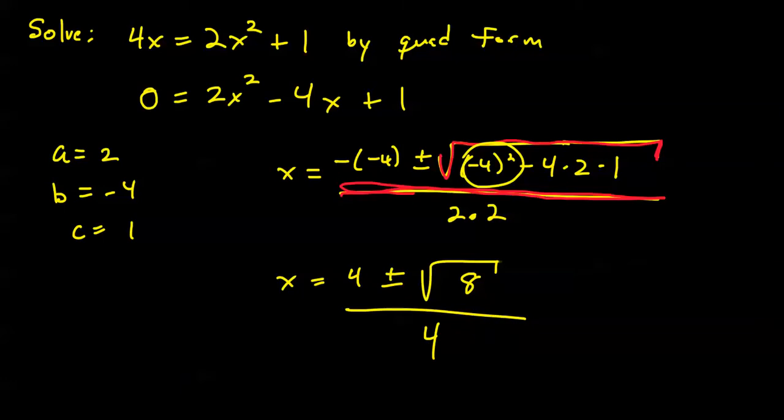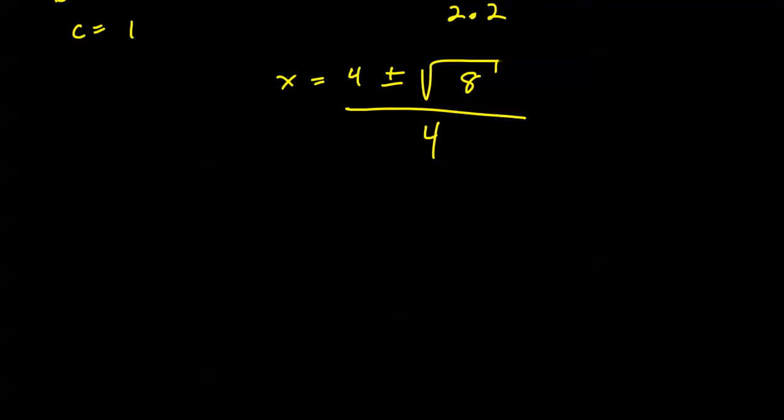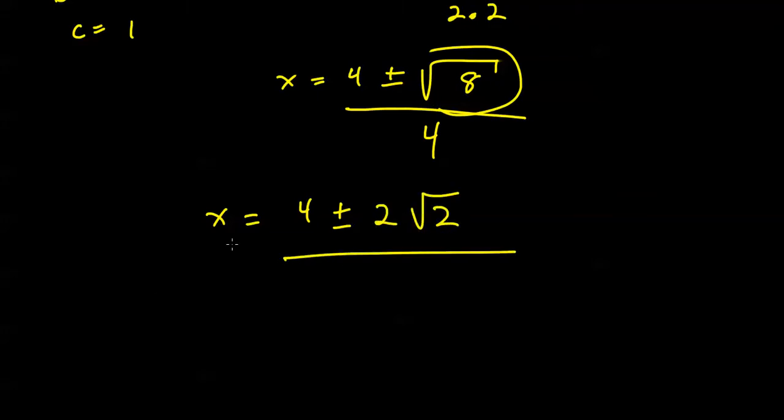Hang on, need some more room here. Alright, well, if I can't cancel out these 4's, what can I do? I can simplify this root, and let's take a look at what happens when I do that. 4 plus or minus, well, the square root of 8 is equivalent to 2 times the square root of 2, is it not? Right, a factor of 4 inside turns into a factor of 2 outside.